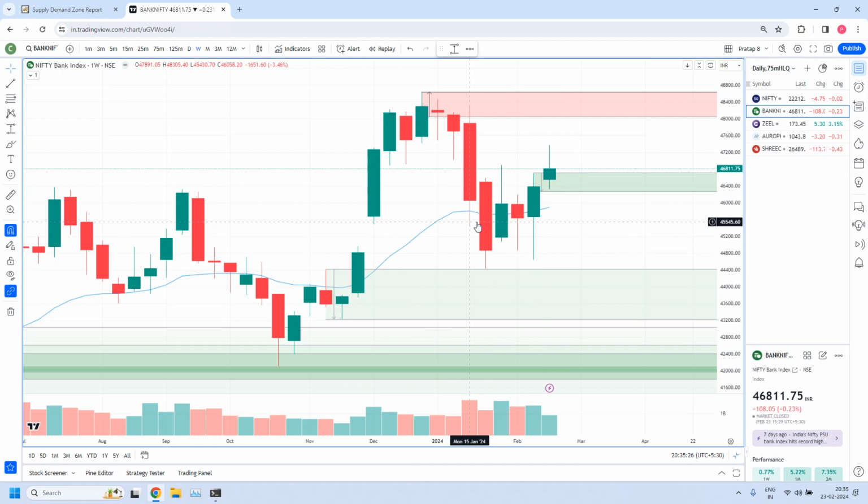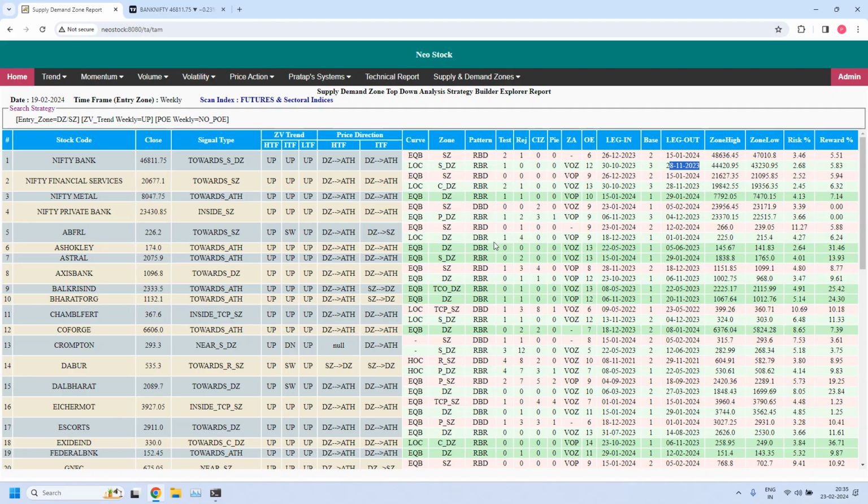This is Bank Nifty. This is already completed, but there is no extension. That's why it is filtered. But sometimes what we want is exactly stocks like this. To find such kinds of stocks, this report will be helpful to you. Now let me show you another stock from this list.